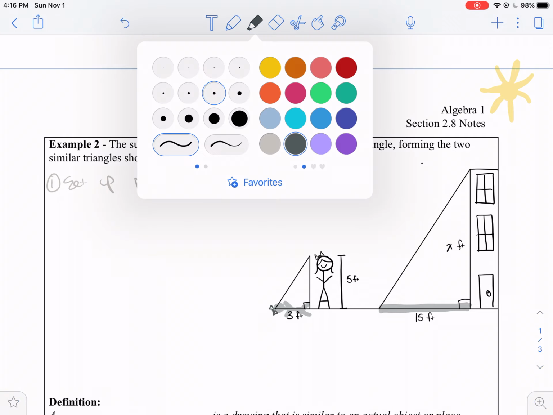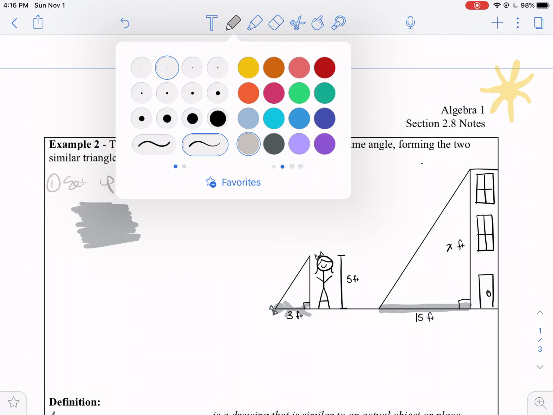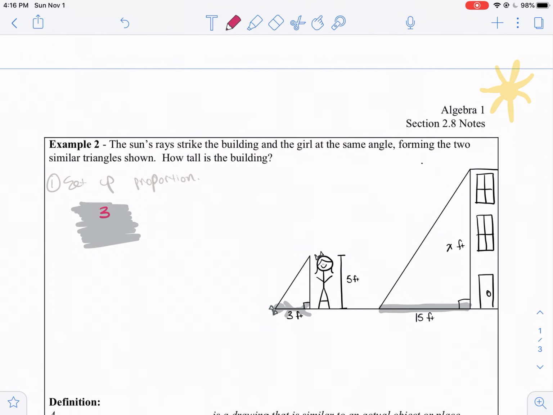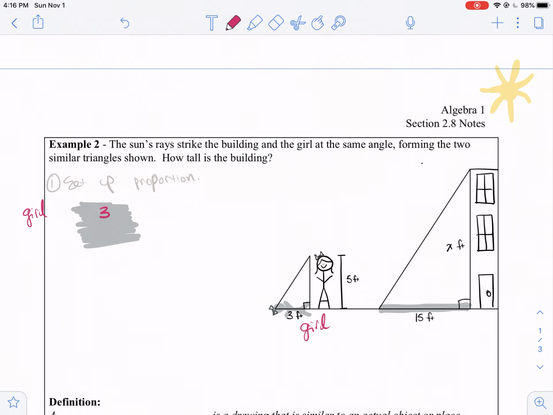We know the shadows, so we'll put the shadows on one side. And we need to find the heights. Well, first of all, what is the girl's shadow? The girl's shadow is 3 feet long. And the building's shadow is 15 feet long. So that'll give us 3 over 15.